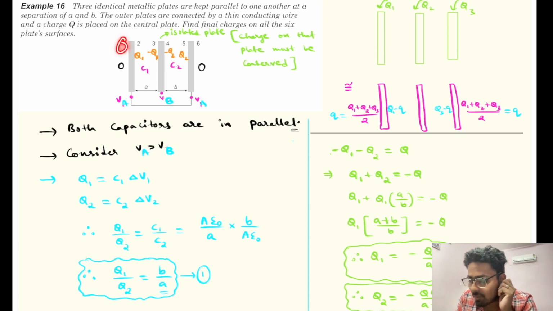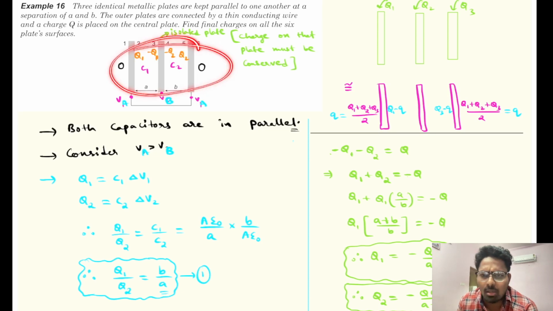What is the charge on the first surface? 0. Charge on the second surface is q1. Charge on the third surface is minus q1. Charge on the fourth surface is minus q2. Okay, so I hope this concept is also pretty much clear for you. It's a standard one, and many times they have given it in Mains and BITSAT exams.